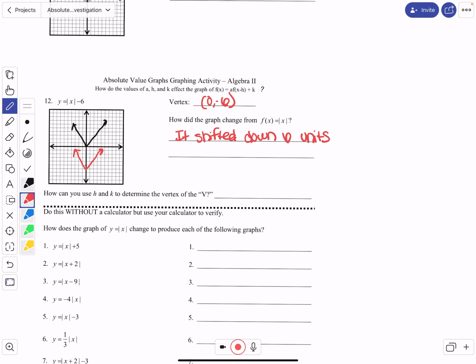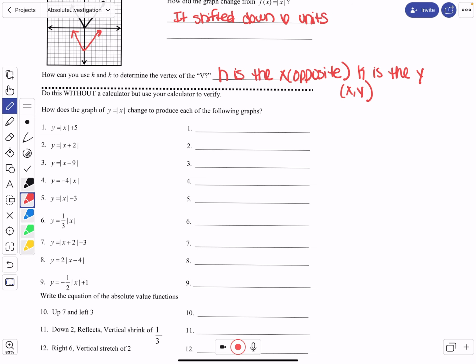6 units. Okay, and so how can you use H and K to determine the vertex of V? So we would say H is the X, and we also have to think of it as like being the opposite. And K is the Y. So it's like we're doing, as far as X, Y, that's your coordinate for that.